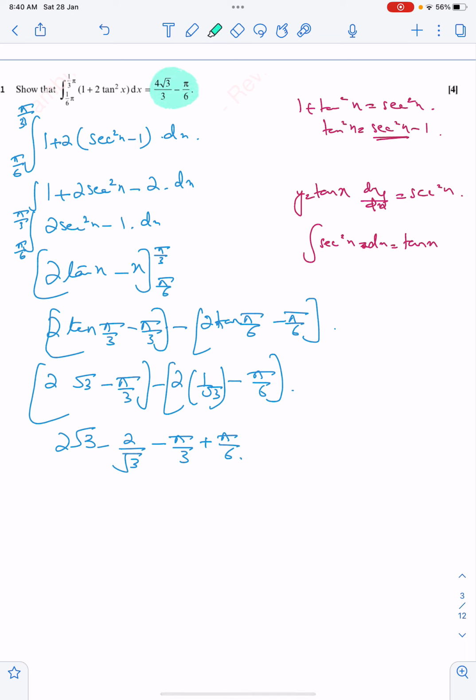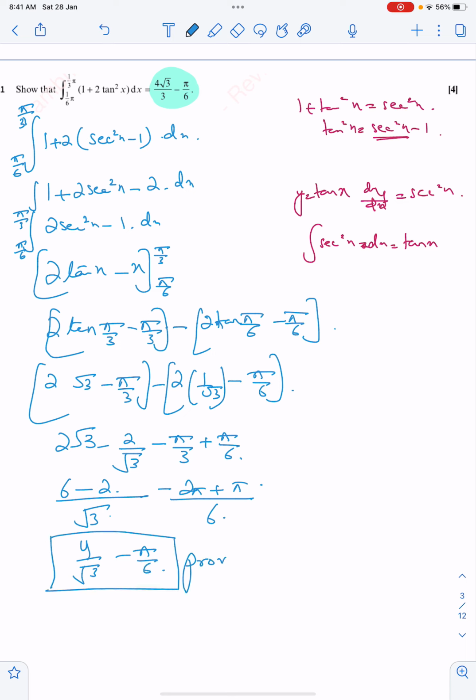Okay, well, how have they written the answer? That's what you always have to look at. They've simplified this part, taking out the LCM, and this part separately. So if I solve this, it's under root 3, so this will be 6 minus 2 minus, and if I solve this, it will be 2 pi plus pi. 4 root 3 minus pi by 6 is the answer. So you just have to prove that it is equal to this. So we're done with the first question.